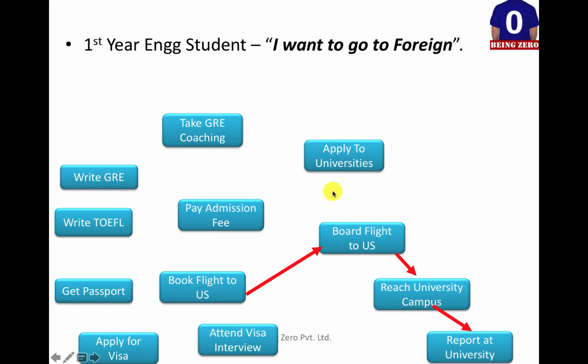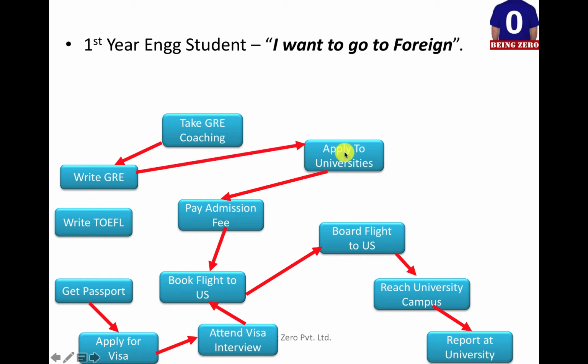So we have items here. I'll quickly show that: apply for visa, interview done, get the visa, book the flight, go there. Same way, pay the admission fee before booking the flight, so make sure that you got a university admission. Applying to the university happens before paying the fee, and the passport needs to be obtained before applying for the visa. Same way, we need to take GRE coaching, write the GRE exam, and then apply to the university with the GRE score. Some universities require TOEFL, so we write the TOEFL exam and apply to the university with that score. So this is the order right now, right?